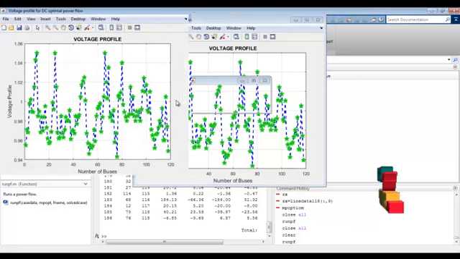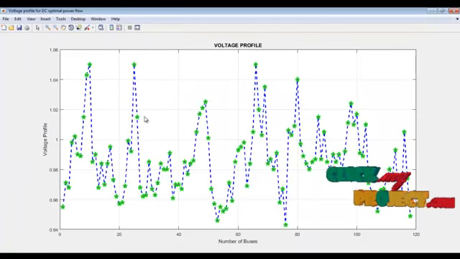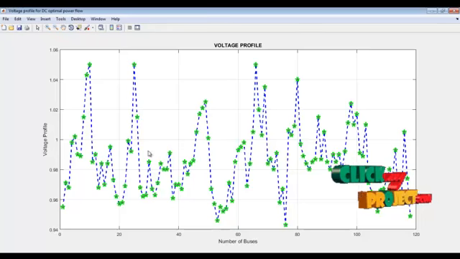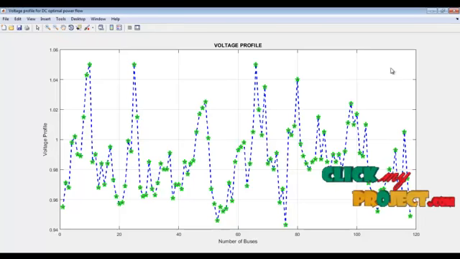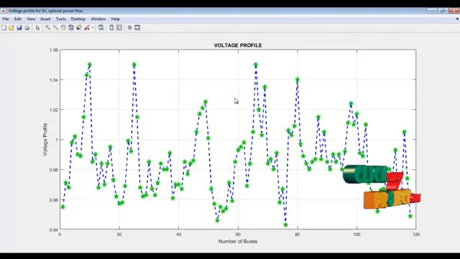These are our voltage profile, magnitude. For the 118 bus system, the voltage magnitude is raised and gradually decreased or increased in a waveform.